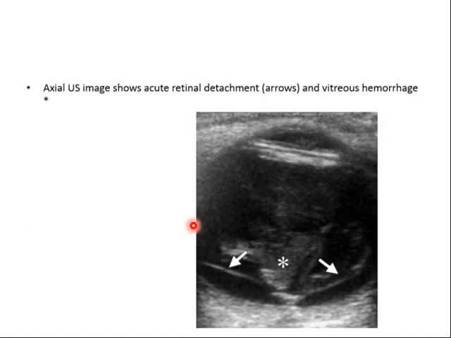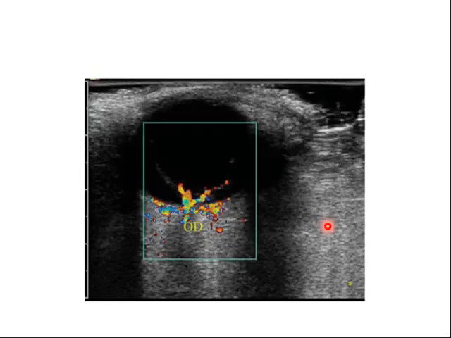This case here is an acute retinal detachment, a thin membrane, also associated with vitreous hemorrhage. This in front of it is the vitreous hemorrhage, and this is the retinal detachment. It's a thin membrane. In the acute setting, there may be some vascularity in the retinal detachment, just in the acute. It will go.